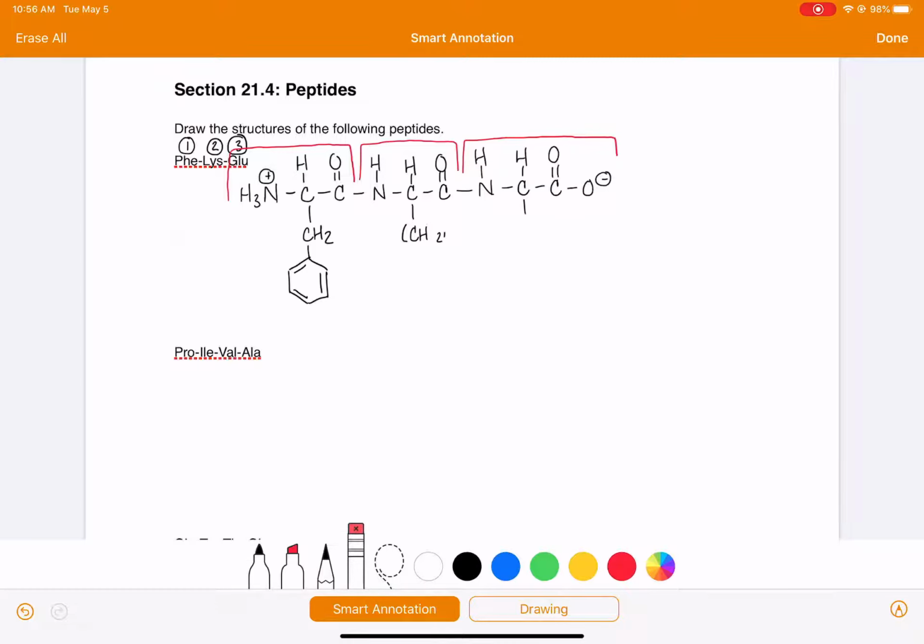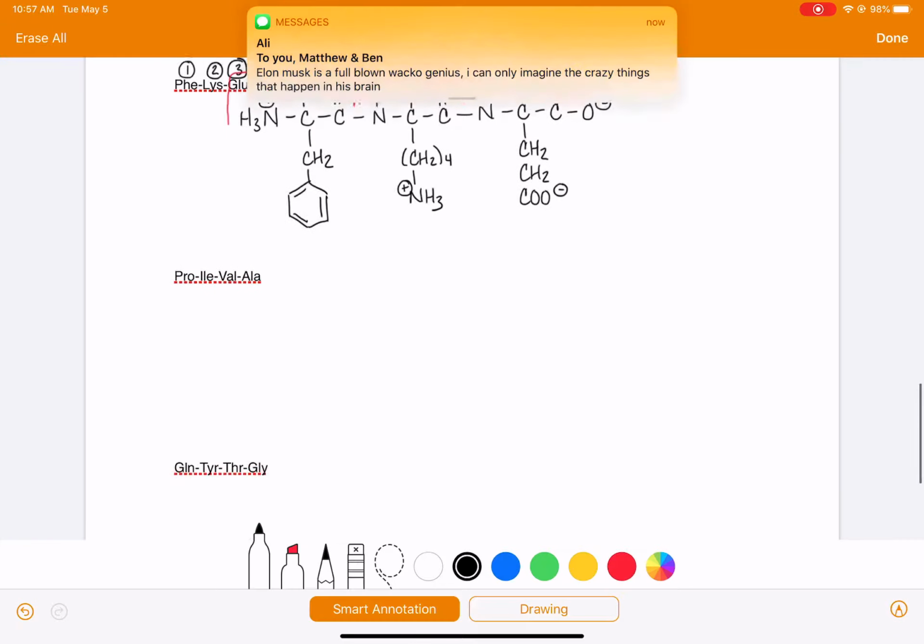Oops, I wrote that wrong. CH2, and there are 4 of them, and you could write them in a row if you wanted CH2, CH2, CH2, CH2, with an NH3 plus down at the bottom. And our last one, GLU, that is glutamate or glutamic acid. It could be going by either one of those names, and that's a CH2, CH2, COO minus. And that's it. Let's try it again.